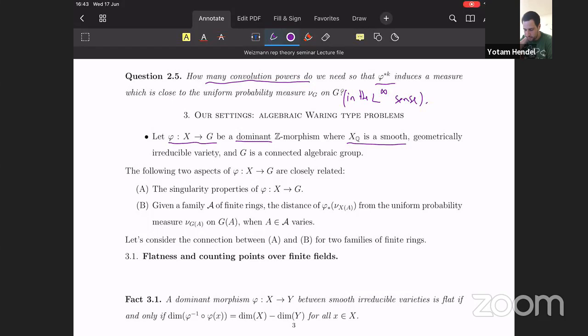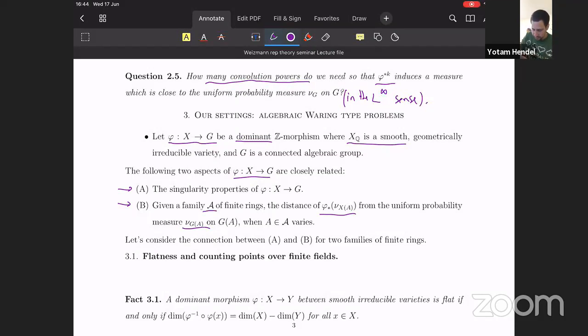And I claim that the following two aspects of φ are very closely related. The first one is the singularity properties of this morphism, and the second one is the solution to the probabilistic Waring type problem. So you take some family of finite rings, and you see how far the pushforward measure is from the uniform probability measure on G(A) when you vary this ring A over this family of rings. I will consider this for two specific families of rings which are of interest.